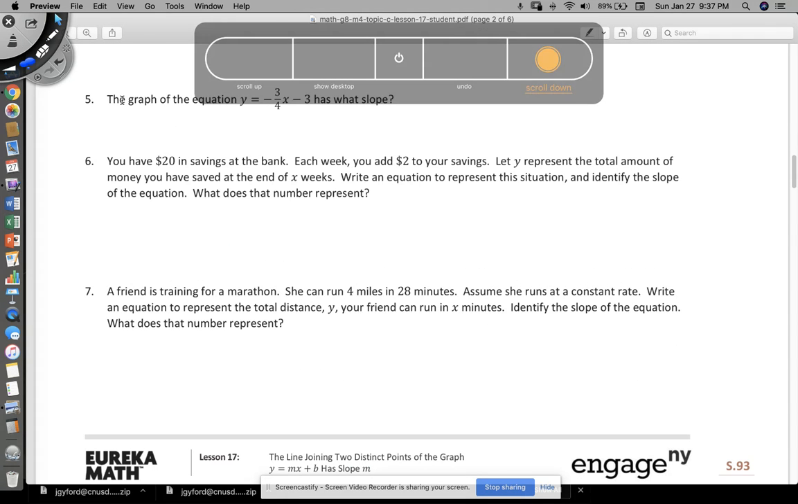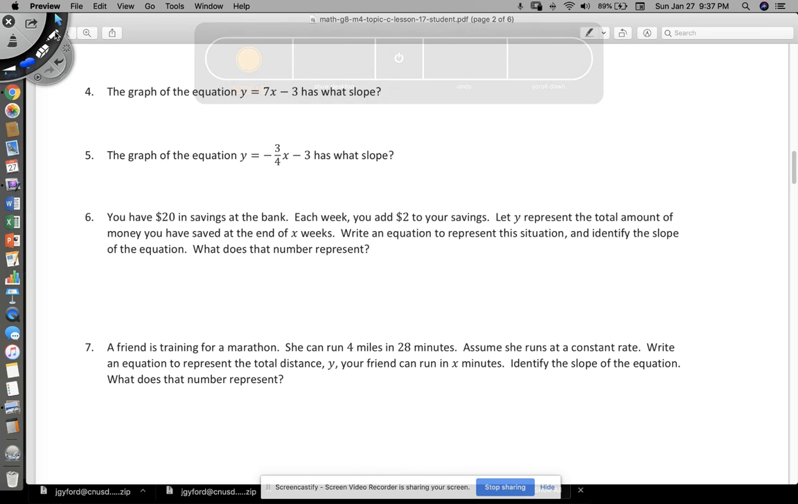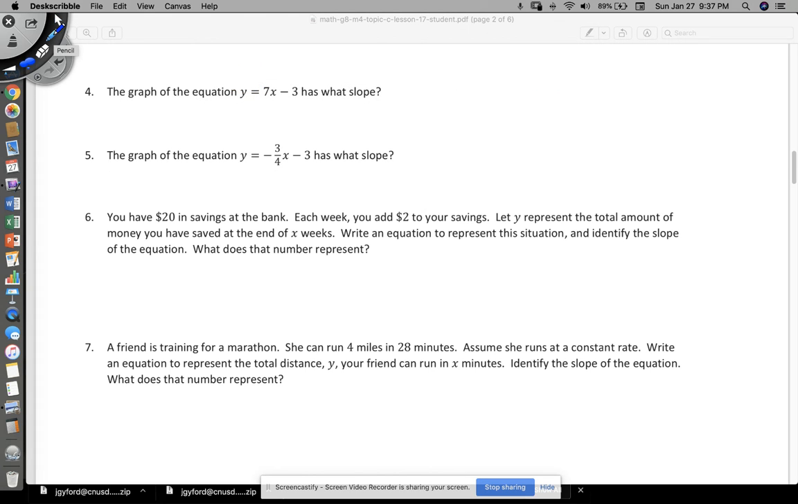Let's look at number 4. Number 4 says, the graph of an equation is y equals 7x minus 3. What is our slope? Well, again, as I told you, it's y equals mx plus b. So what number is in the m section? We have our y, we have our equals, we have our mx, and in this case, it's actually minus b. And that sometimes happens. You can subtract your b, or your b can be negative, I should say. So what is my m? It is 7. So m equals 7.